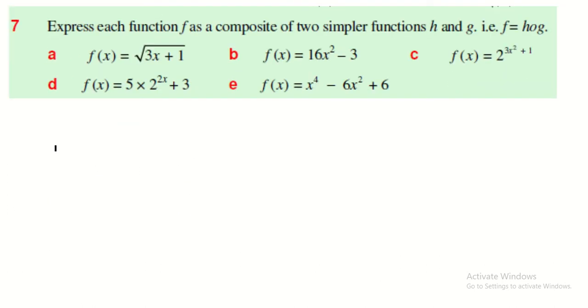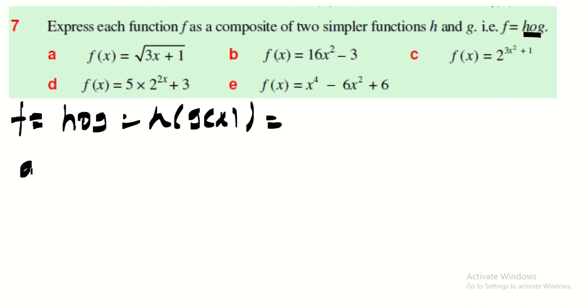Question number 7. Here we are. It says express f as a composition of two simpler functions, f equals h of g of x. I mean h of g, sorry. The textbook question says express it as h∘g, meaning h of g of x.